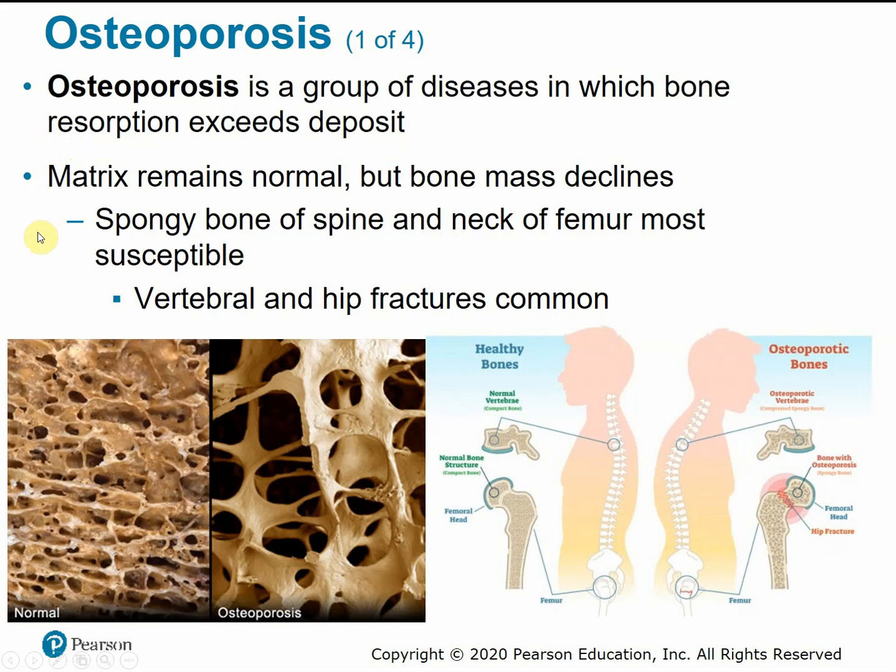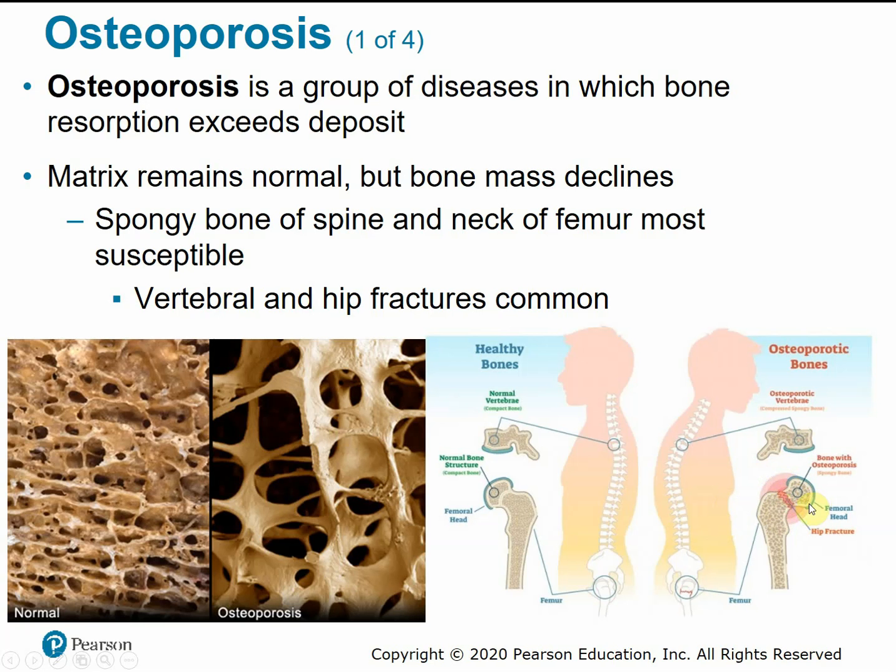So the matrix will remain normal, but the overall bone mass will decline. So the most susceptible areas of the body are the spongy bone in the spine and the neck of the femur. So this is why elderly people are more prone to having that humpback appearance and hip fractures. So when an elderly person falls and breaks their hip, they're not actually breaking their actual pelvis. What's breaking is the neck of their femur. So this is considered a weak point.